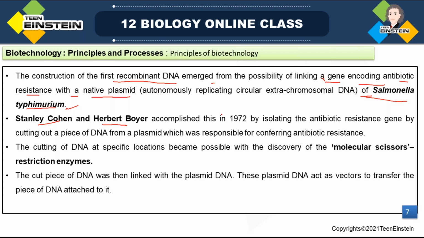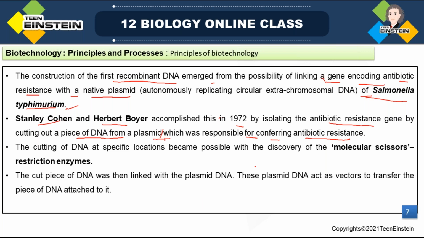They accomplished this in 1972 by isolating the antibiotic resistant gene, by cutting out a piece of DNA from a plasmid which was responsible for conferring antibiotic resistance. Okay. So this antibiotic resistant gene, by cutting out a piece of DNA from a plasmid, and this plasmid was responsible for the antibiotic resistance.